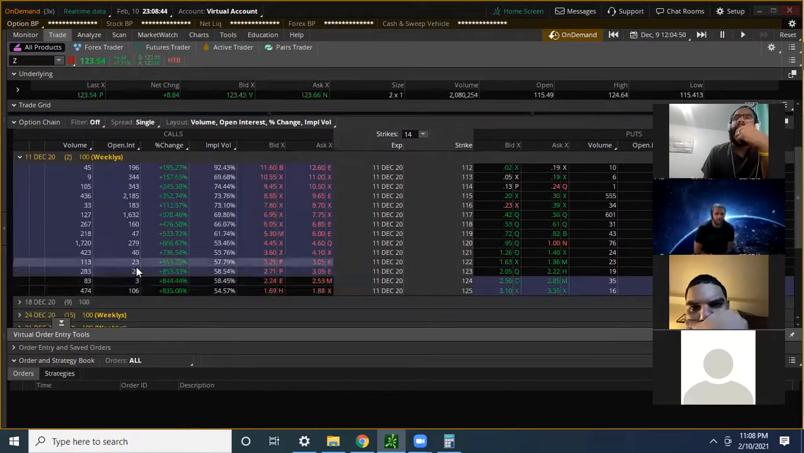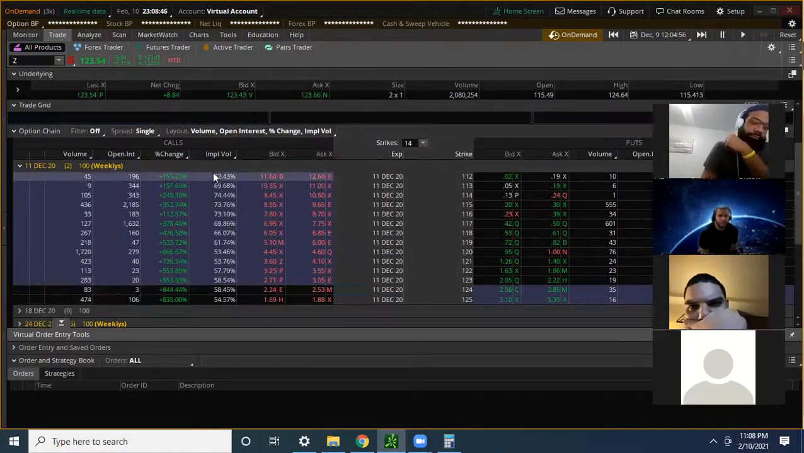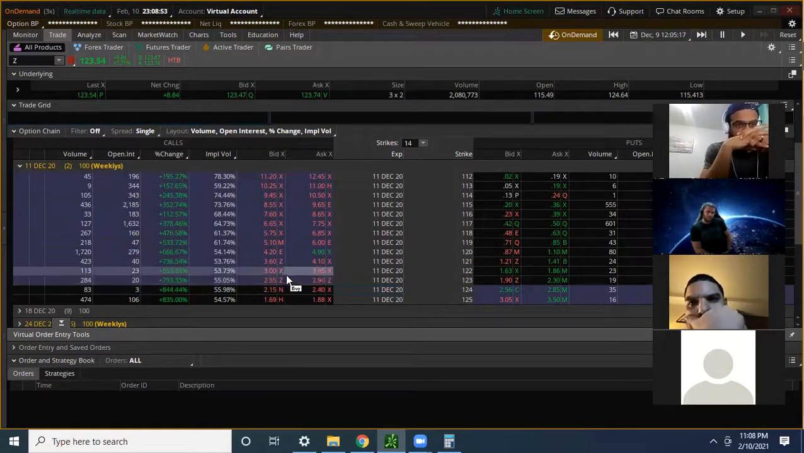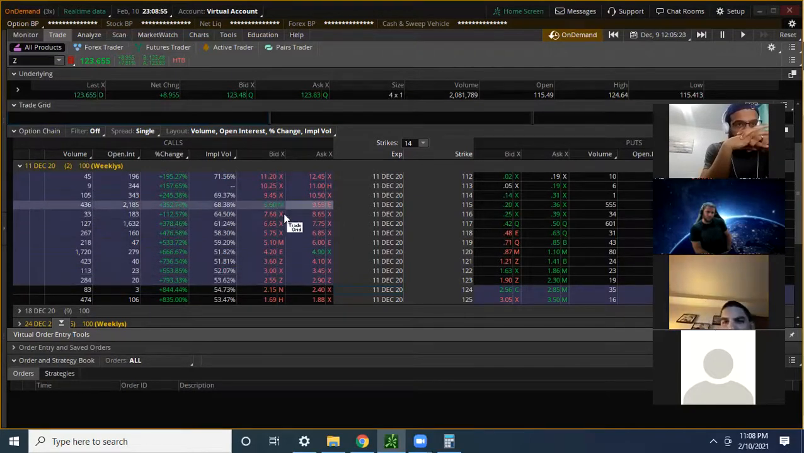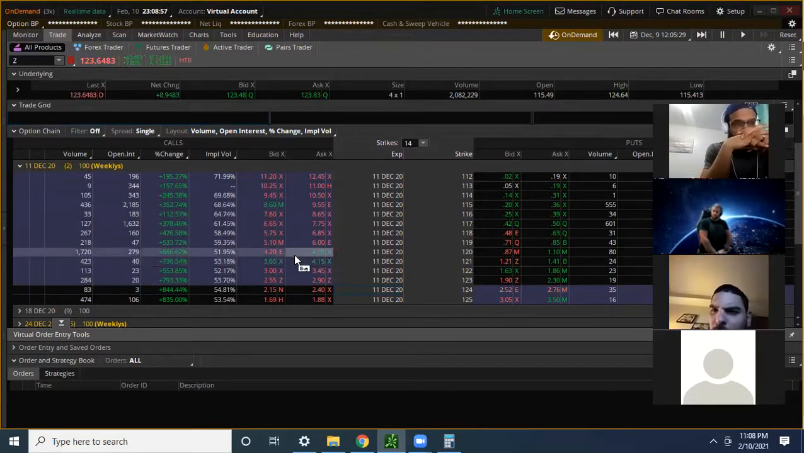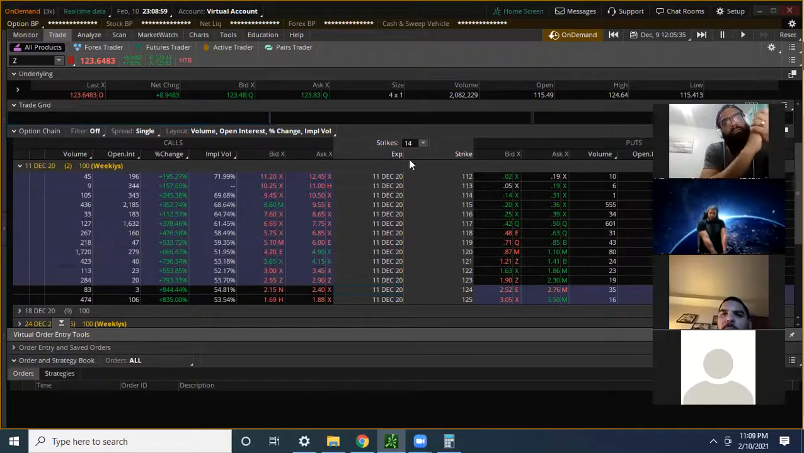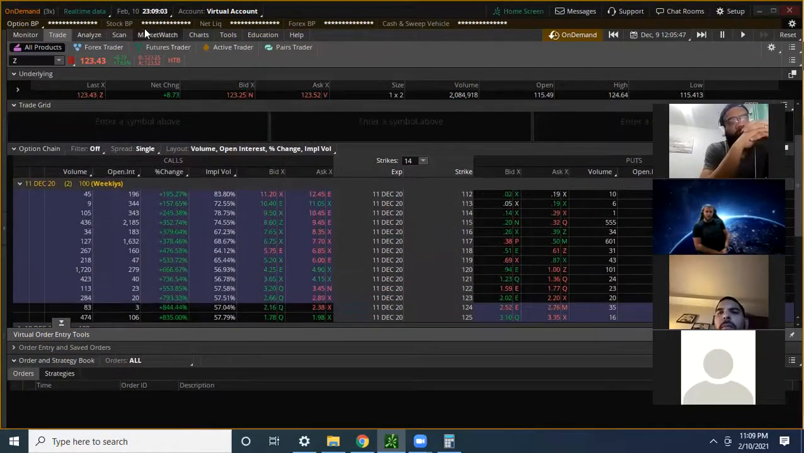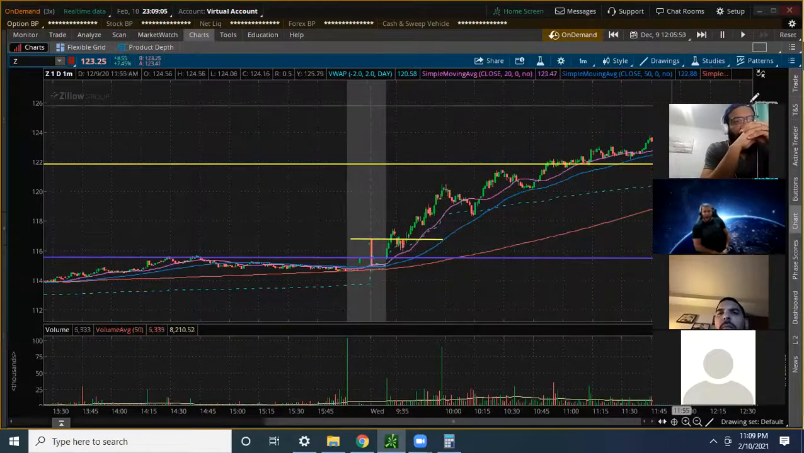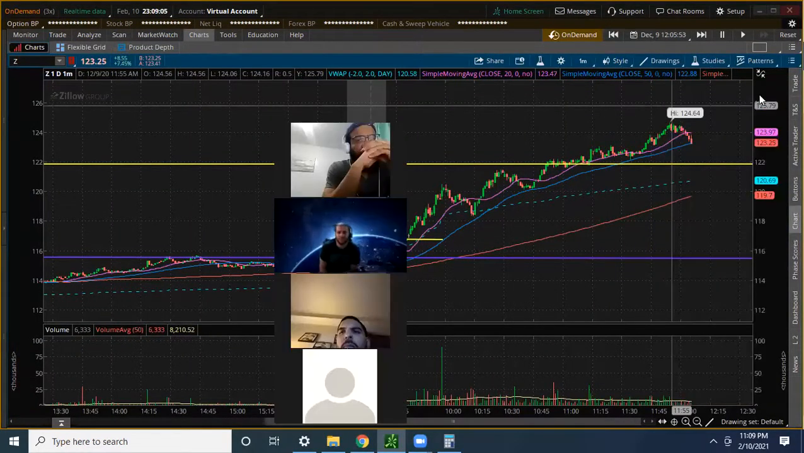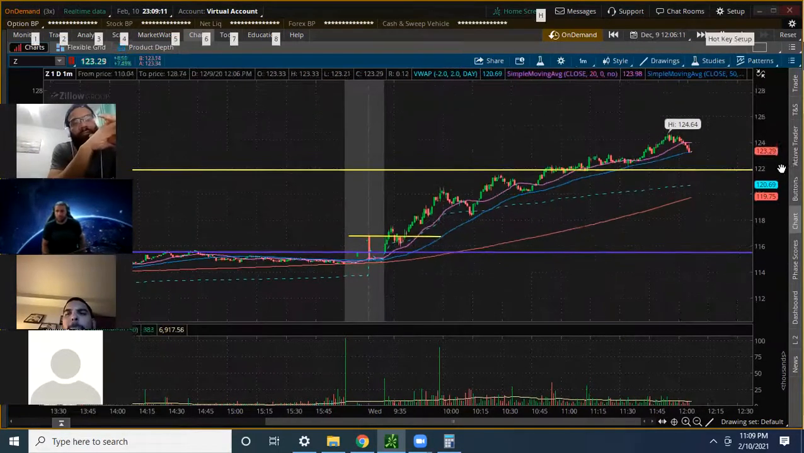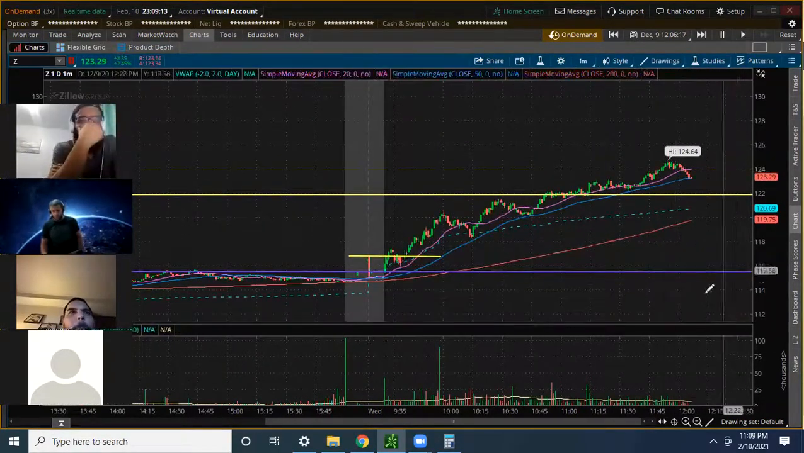So again, you want to see open interest high, you want to see implied volatility below 80%, and you want to see a small difference between the bid and the ask. You want to see a small spread so you can sell your options quick for what they're worth. Okay, so let's see what happens on the following day to end our charting session here.